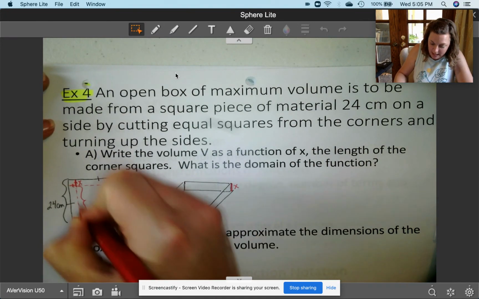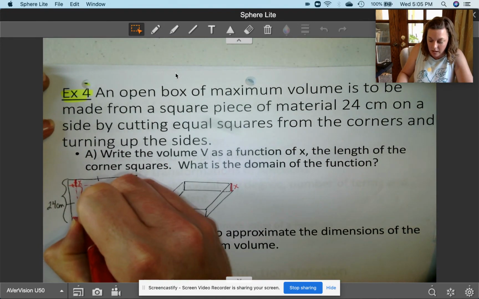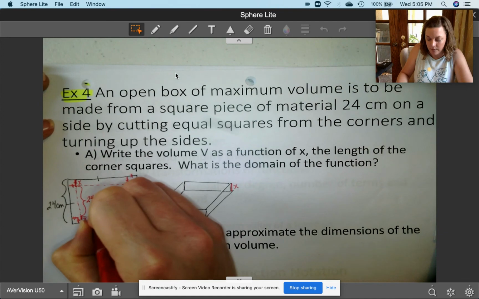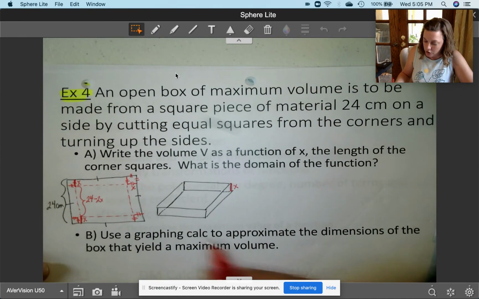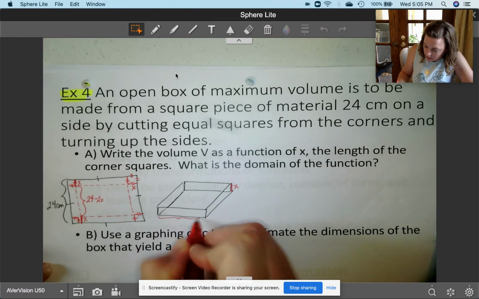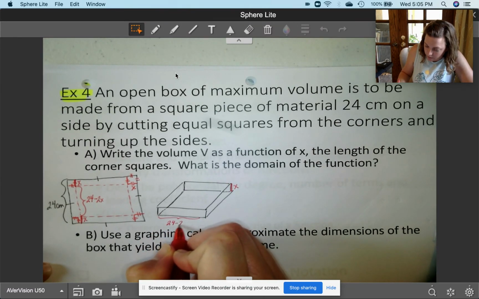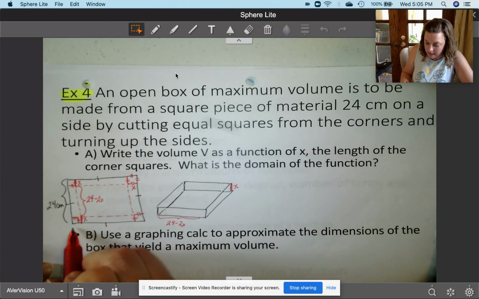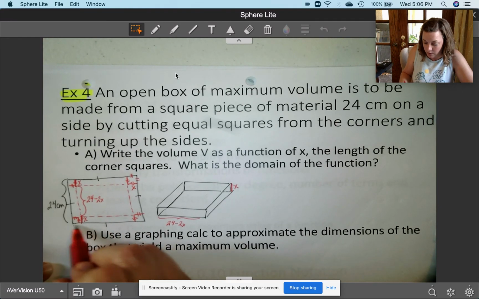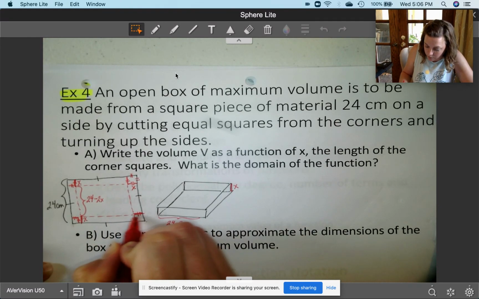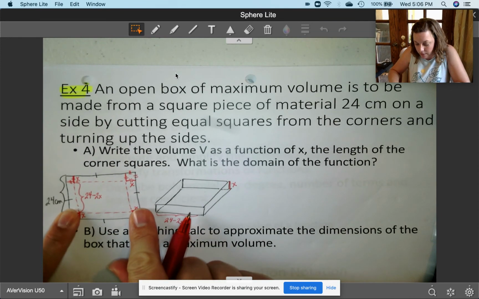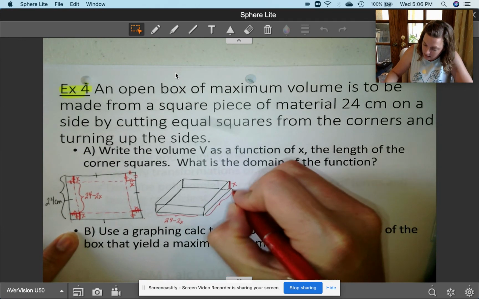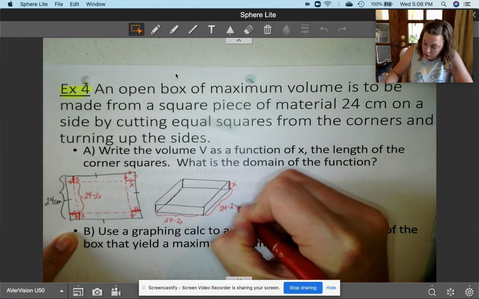We took away an X and we took away an X. The whole thing was 24 and we took away 2 X's. And so each little length here is 24 minus 2X, and that's the same thing on each side. We started with a full length of 24 and we removed this little piece X and this little piece X. We take off the corners, so we subtracted 2 X's. So this little length is 24 minus 2X.